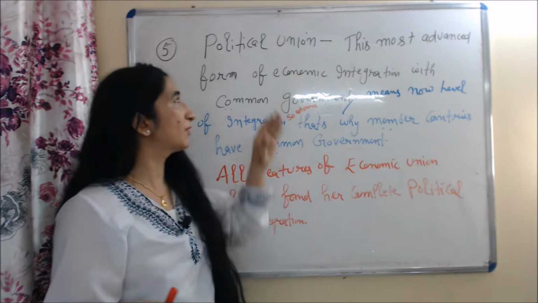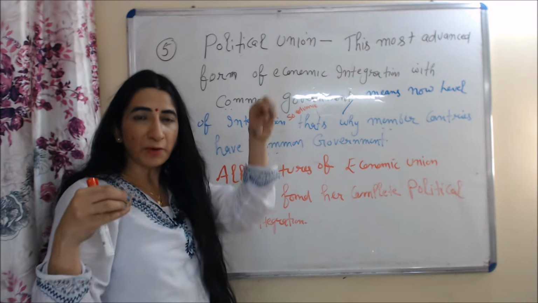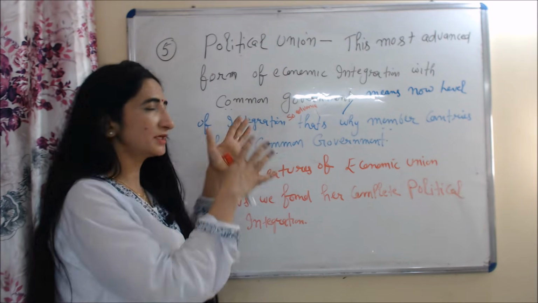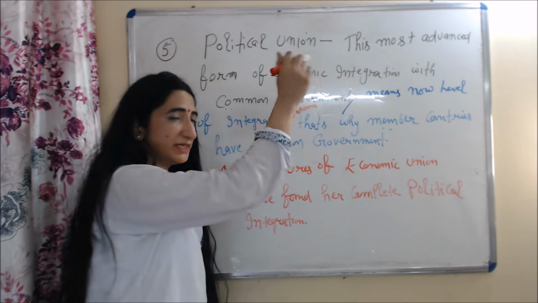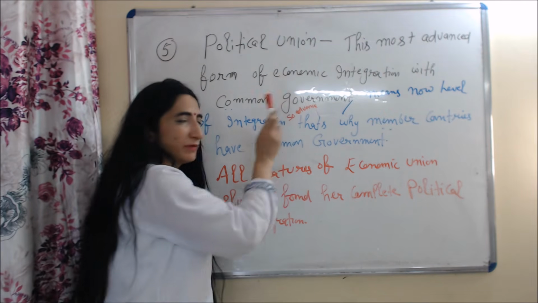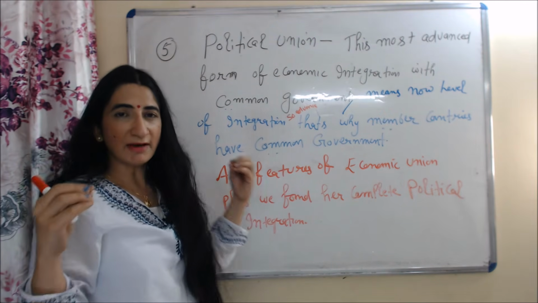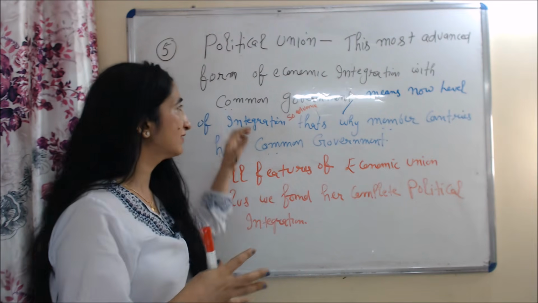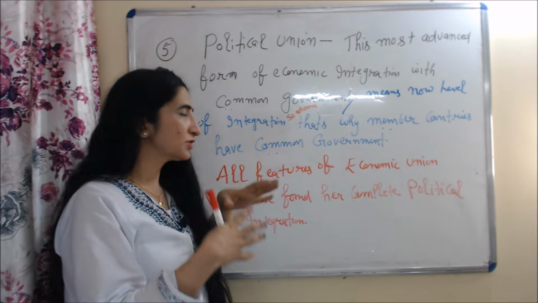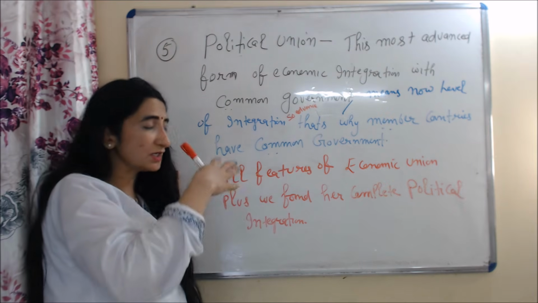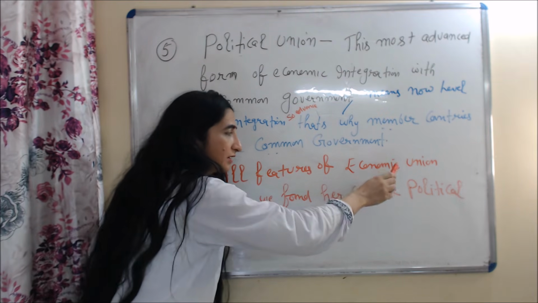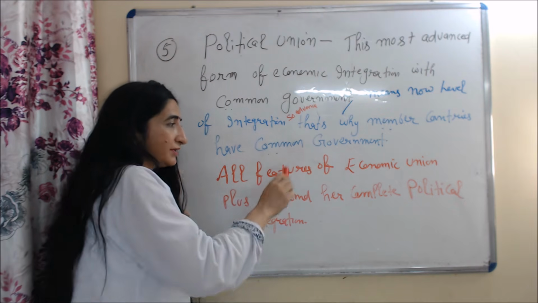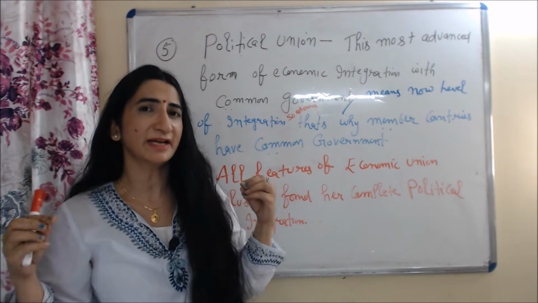Lastly, we talk about political union. Political union is the most advanced form of economic integration with a common government. It means the level of integration is so advanced that countries have a common government. So political union includes all features of economic union plus complete political integration.